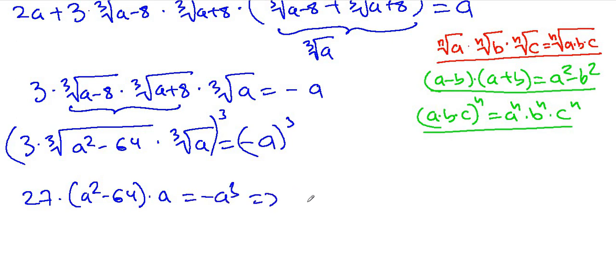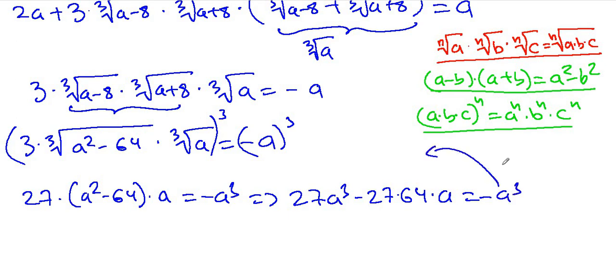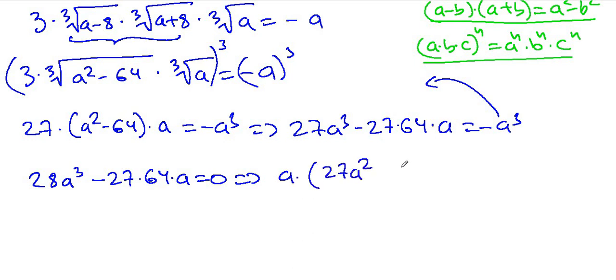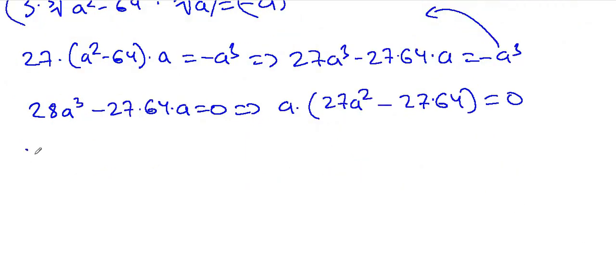Now this is going to be equivalent to 27a cubed minus 27 times 64 times a, and minus a cubed. Now let me move this to the left hand side, then I will get 28a cubed minus 27 times 64 times a is equal to 0. So factoring out a, I will get a times 28a squared minus 27 times 64 is equal to 0. And this product is equal to 0, then each expression is equal to 0. So therefore a is equal to 0. This is the first answer.